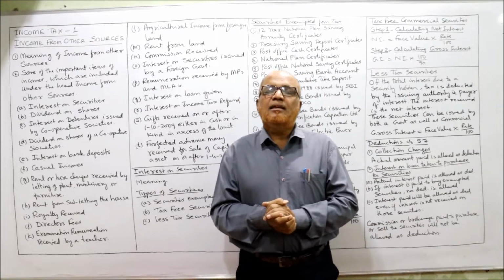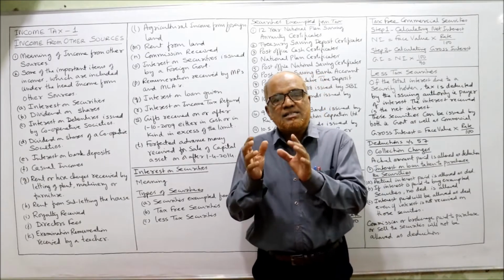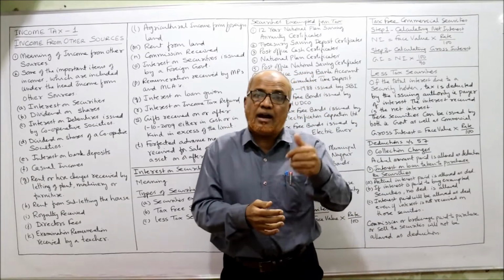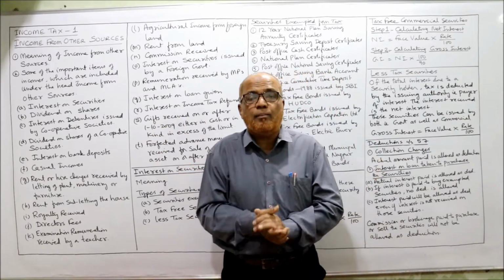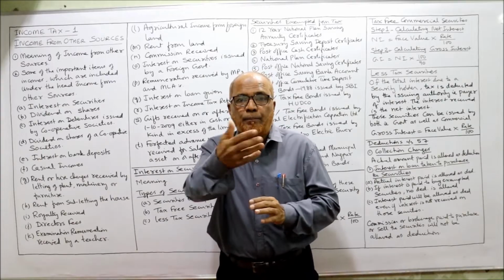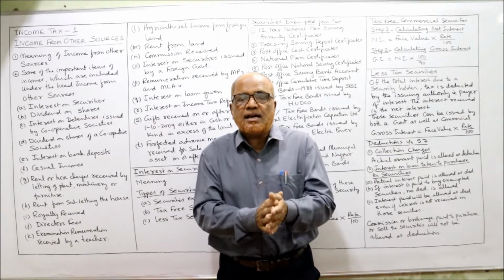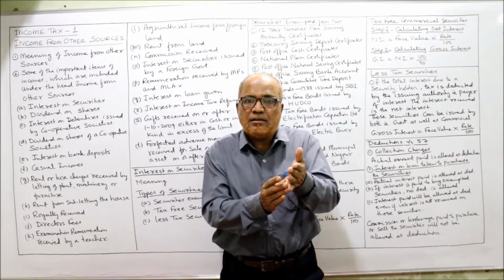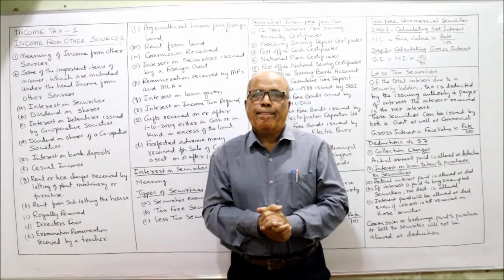Similarly, the salary received by MPs and MLAs is salary, but it is not taxable under the head salary. It is taxable under income from other sources, because there is no employer-employee relationship between the payer and the receiver of salary. Like this, the Income Tax Act says we have to test whether it comes under salary or not. Similarly, income from house property.